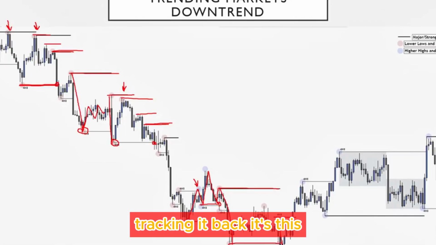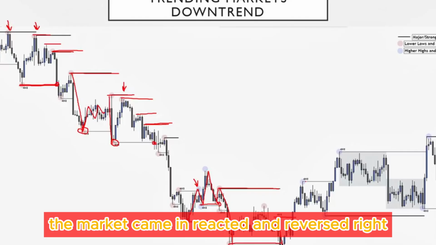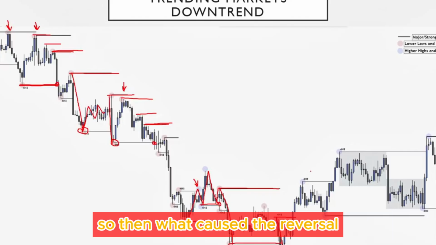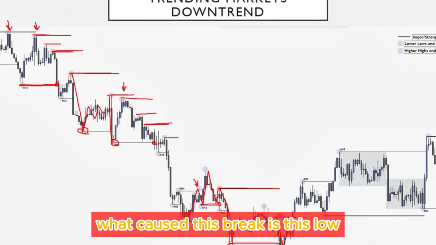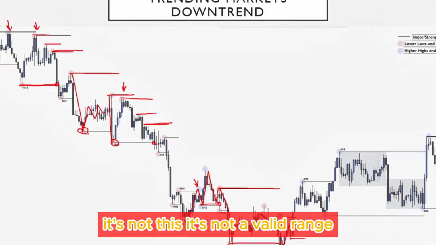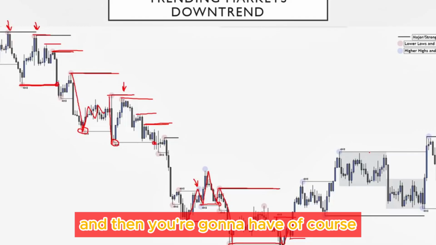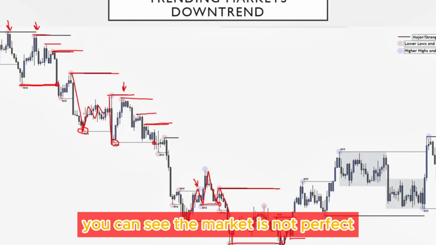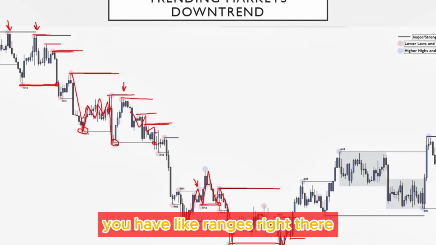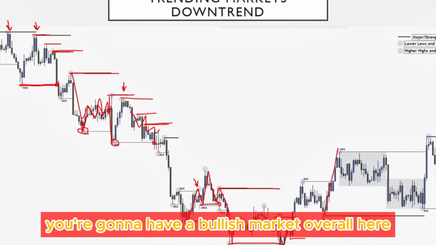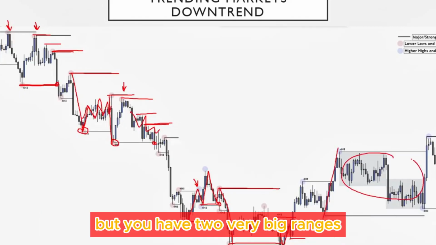Tracking it back, it's this. The market came in, reacted, and reversed, right? So then what caused the reversal? What caused this break? It's this low. It's not this. It's not a range. It's this, right? Push, and then we just keep going, okay? And then you're going to have, of course, you can see the market is not perfect. You have ranges right there. You have ranges right there. You're going to have a bullish market overall here, but you have two very big ranges.